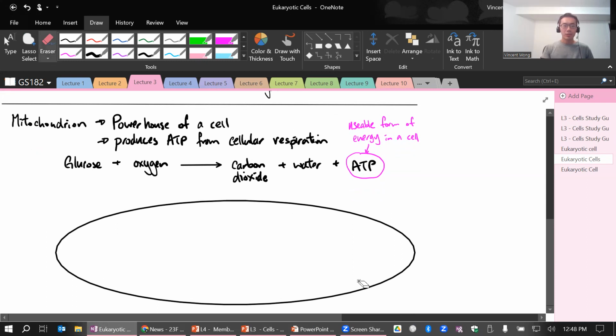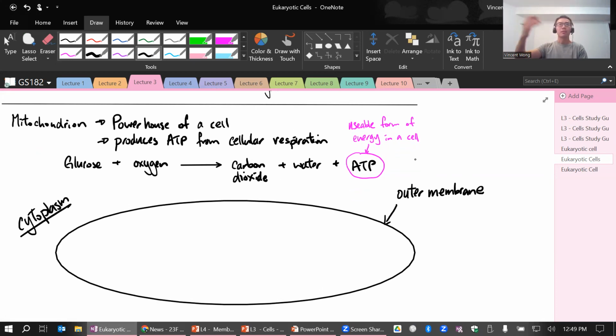So this is the mitochondria, the oval. It has an outer membrane. So out here is like the cytoplasm, right? There is the outer membrane. It's a similar composition to the plasma membrane. It's going to be made up of phospholipids. It's going to have a little bit of cholesterol, maybe a little bit of proteins in it as well.